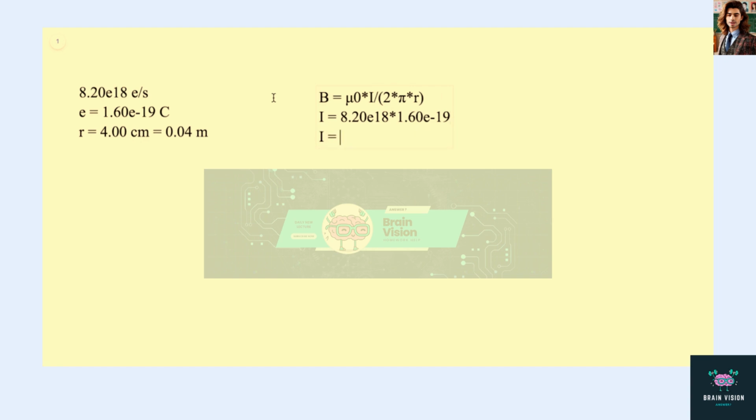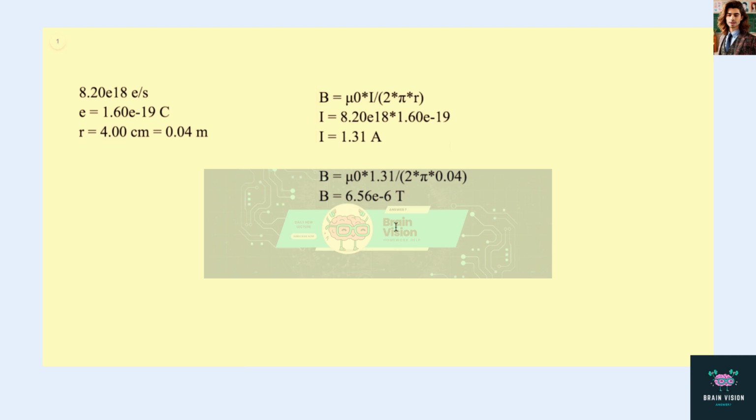And when we plug that in, we find that the current in this case is 1.31 amps. So now we have our current. And looking at our original equation up here, we have all the other constants. So all we need to do here is plug in 1.31 to this, plug in 0.04 to this because we know the distance, and that's going to give us a magnetic field with magnitude 6.56 times 10 to the minus 6 Tesla.